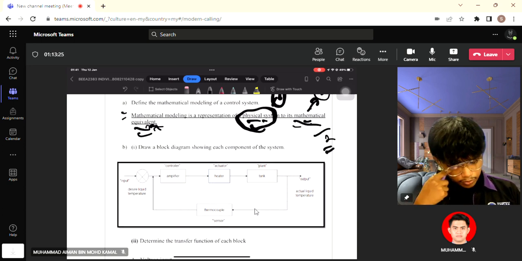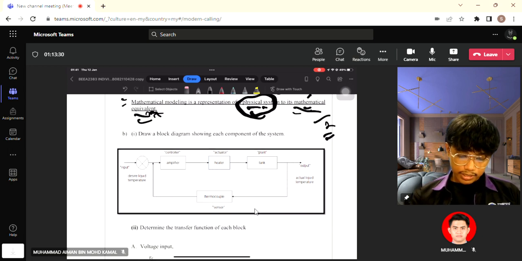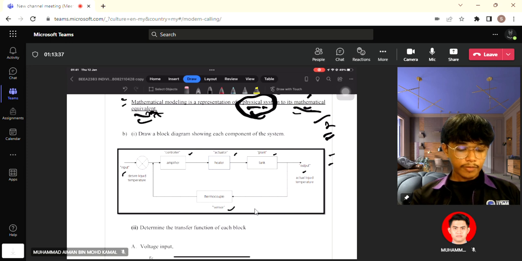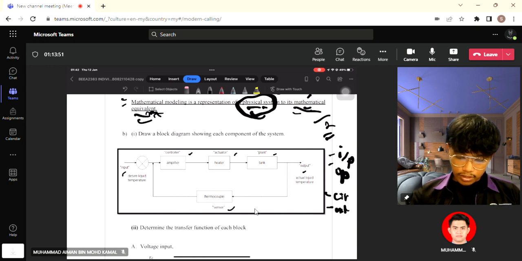When we talk about it, first of all, we must have 6 elements: 1, 2, 3, 4, 5, and 6. The first one is input. The second one is output. The third one is controller. The fourth one is actuator. The fifth one is plant. And the sixth one is sensor.